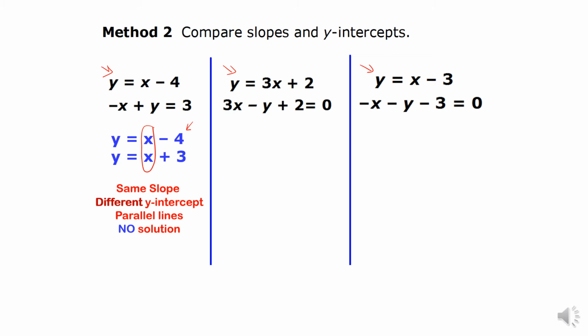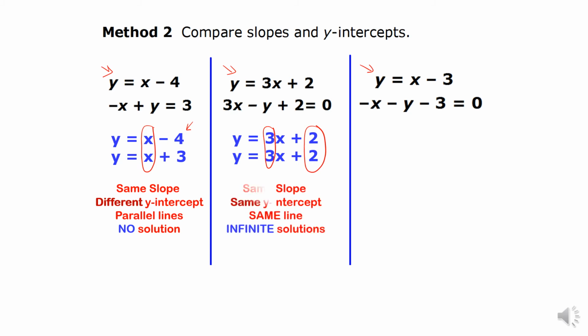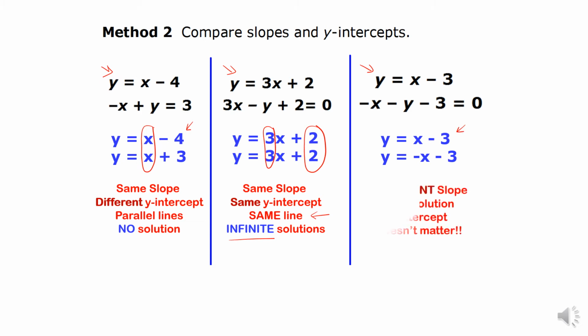Okay, I'm going to put the next set in slope-intercept. Again, same slope. Oh, same y-intercept. Think about what that means. It's the same line, infinite solutions. Let's look at the last one. Different slope. Same y-intercept. Doesn't matter. Okay, different slope, one solution, and the solution is the y-intercept because that's where they intersect.